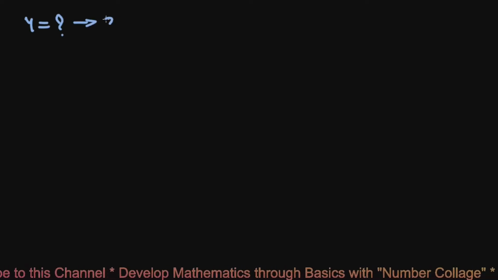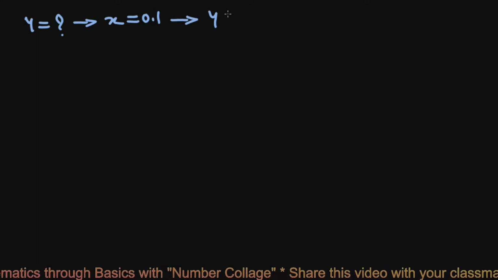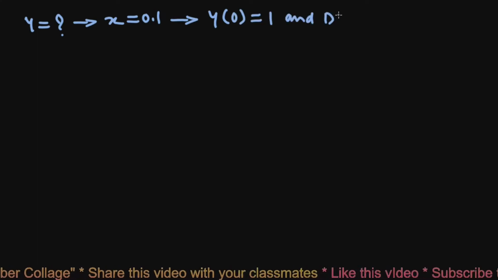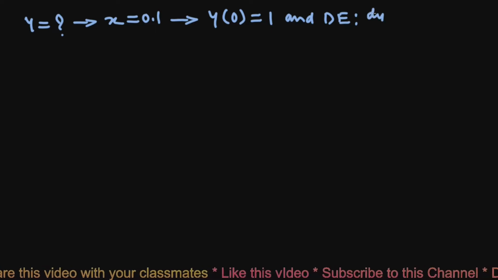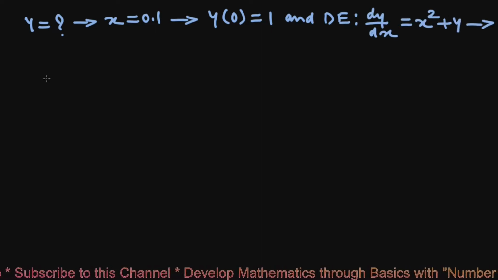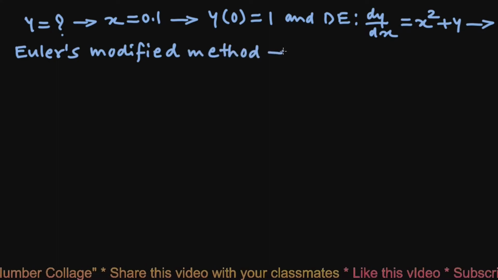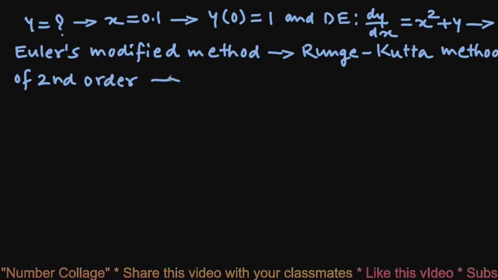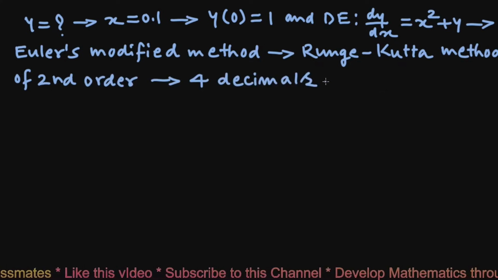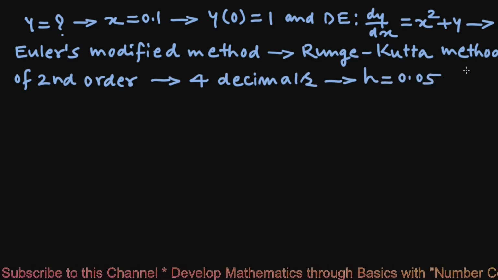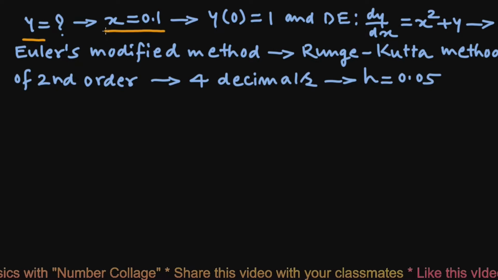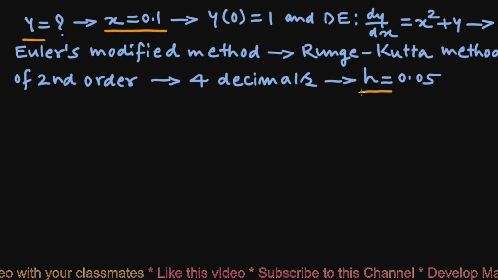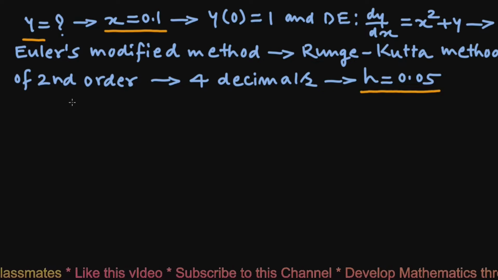In the next problem, we have to determine the value of y when x equals 0.1, given that y(0) equals 1 and the differential equation dy/dx equals x square plus y, by Euler's modified method, also known as Runge-Kutta method of second order, correct up to 4 decimals, taking h equals 0.05. Since we have to find y when x is equal to 0.1 and since the step size is 0.05, we will do this in two stages.